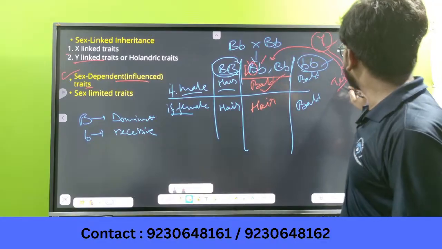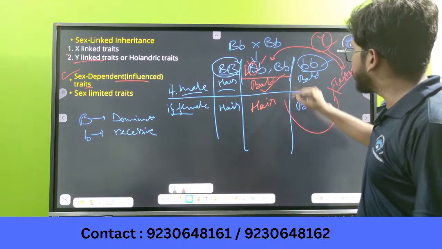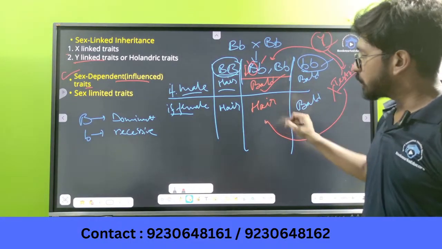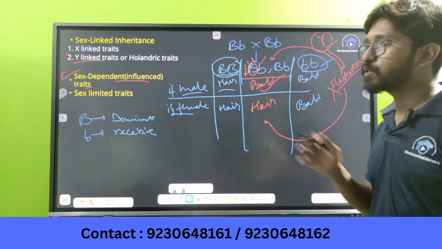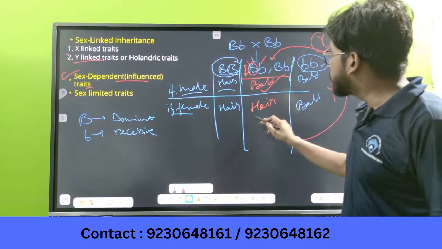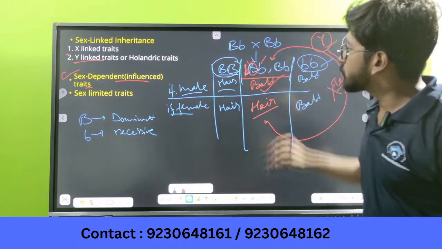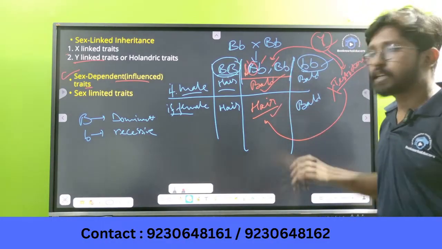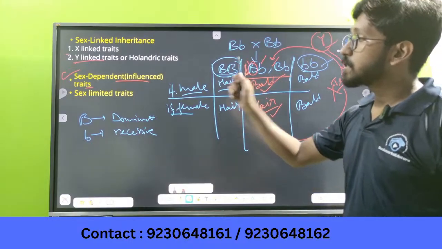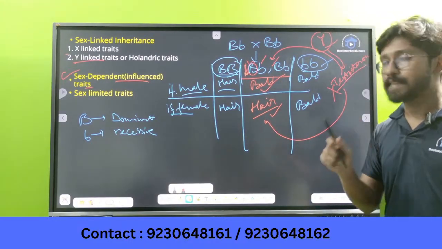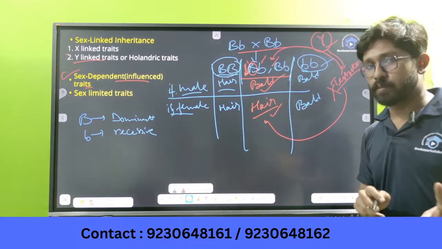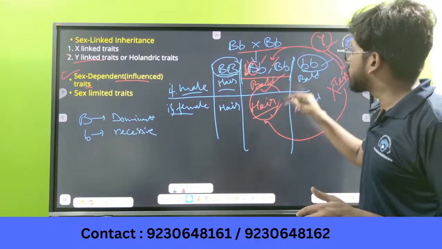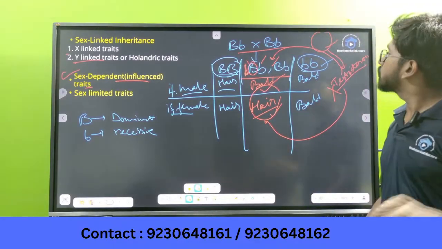But if there is no testosterone, it will be a female. Definitely female individuals do not have testosterone. Then this suppression of capital B will not occur, and the dominant characteristic will show, and you will get hair here. This is a sex dependent or sex influenced trait, as in the character is definitely autosomal, but it is getting influenced by your sexual characteristics, as in the presence or absence of Y.